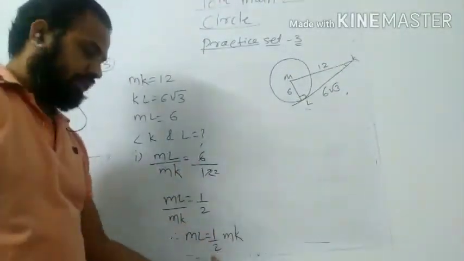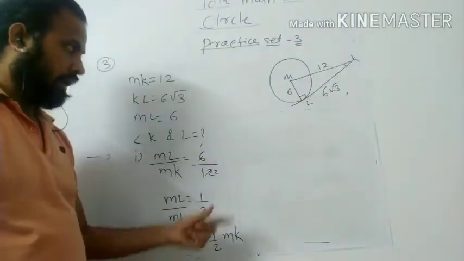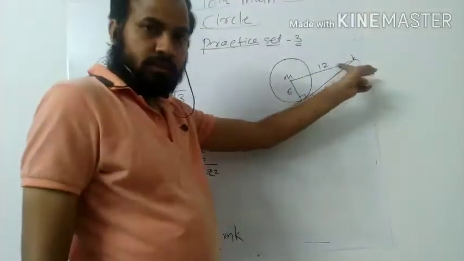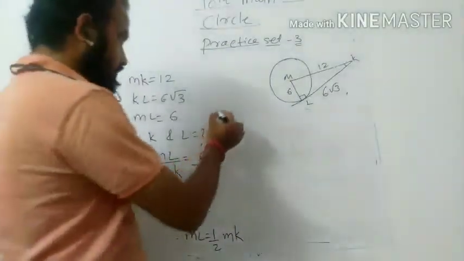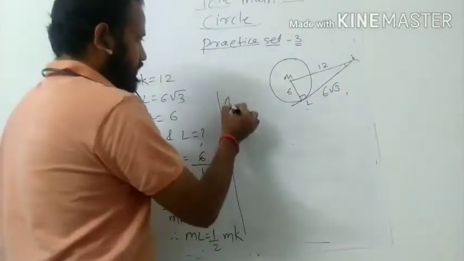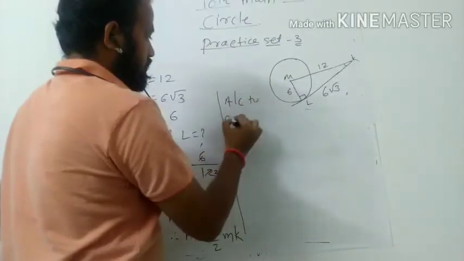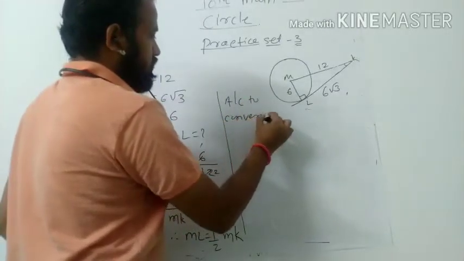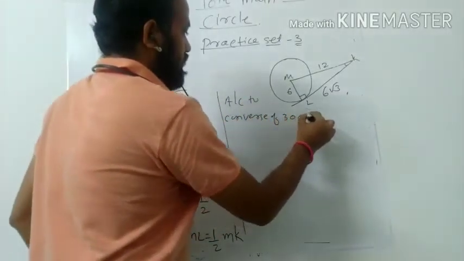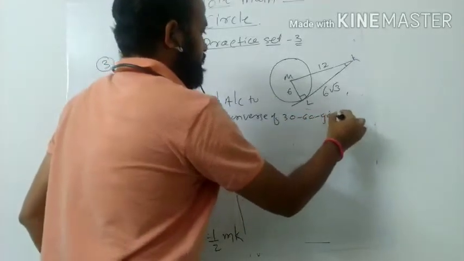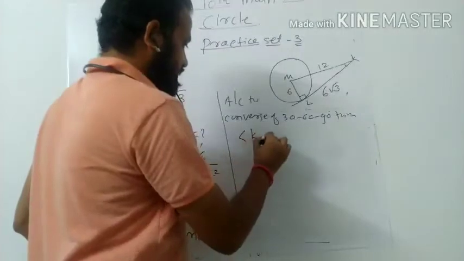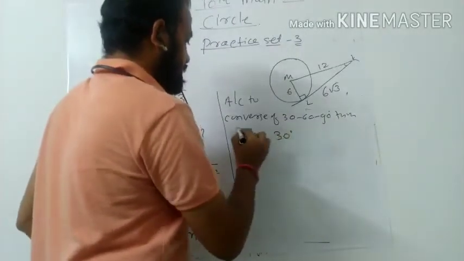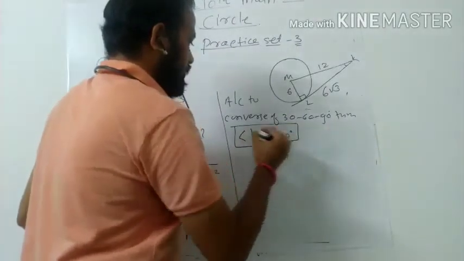If this side is half of the hypotenuse, means what? Angle in front of this side is what? 30 degree, according to the converse of 30, 60, 90 degree theorem. Therefore I can write here, according to converse of 30, 60, 90 theorem, angle K is 30 degree, and this is what you have to calculate.